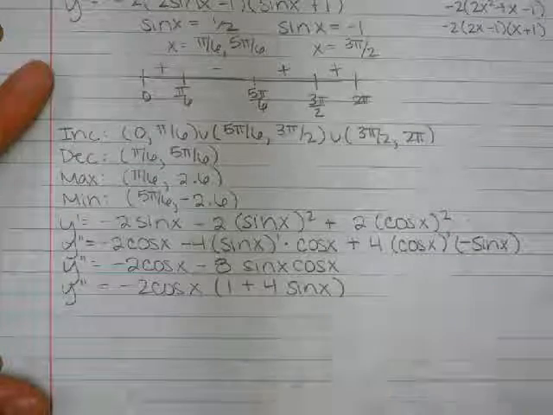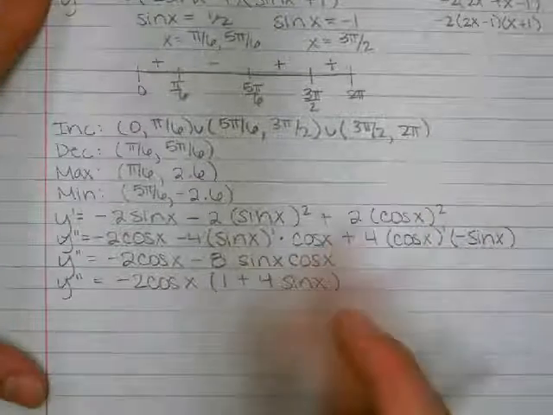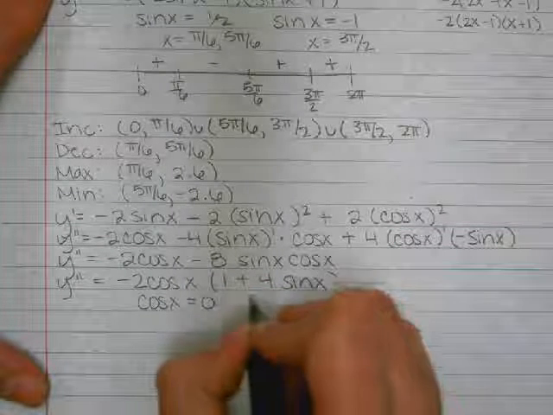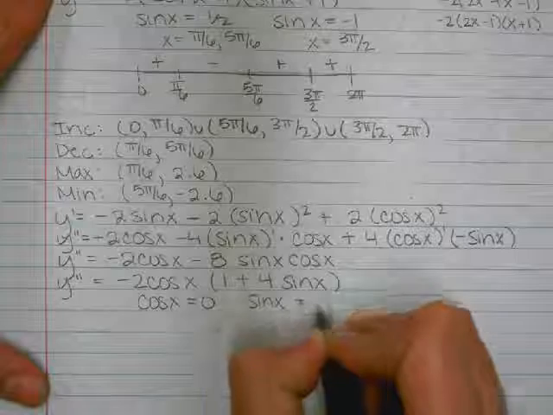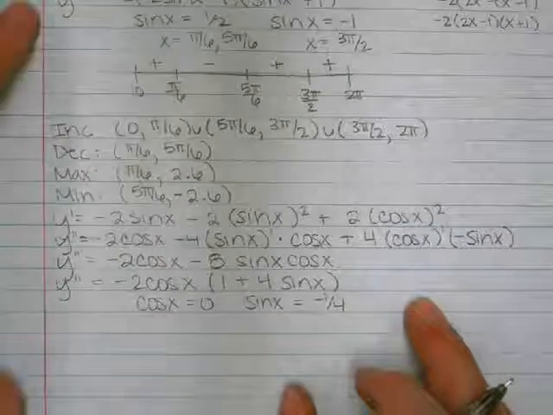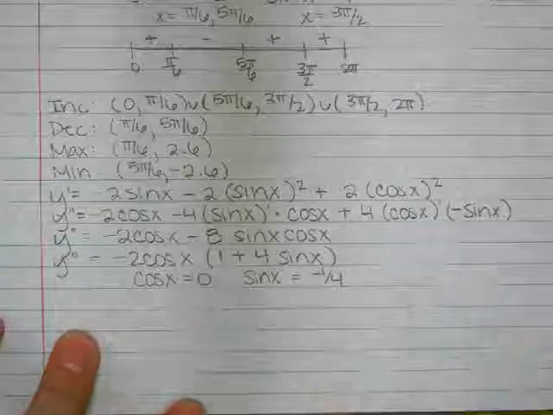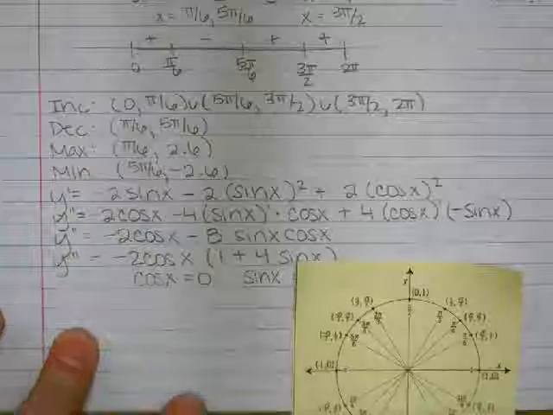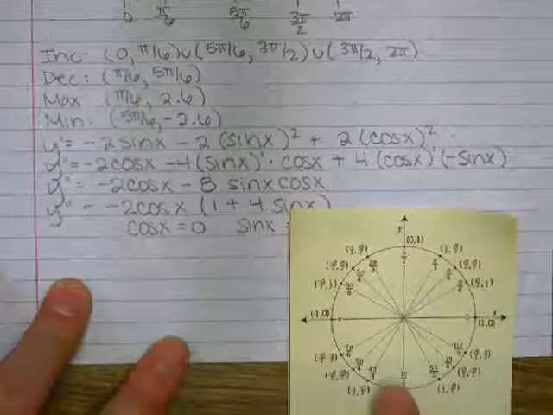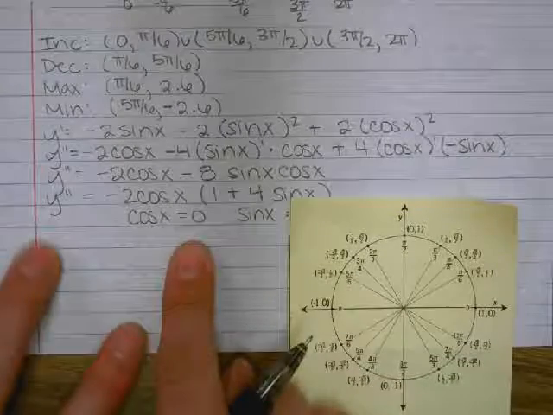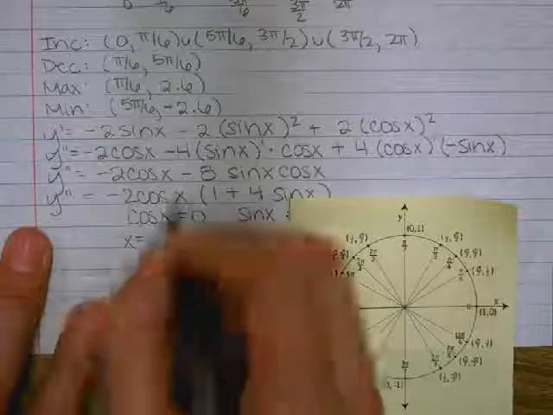Okay, so let's go ahead and solve this. So we get cos x equals 0 and sine x equals negative 1/4. Sorry, my water bottle's in the way. So now, I can't look at my unit circle for that, but I can look at my unit circle for this. And so cos, the x coordinate, is 0 at pi halves and 3 pi halves.